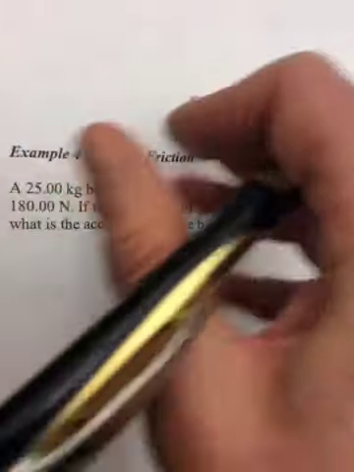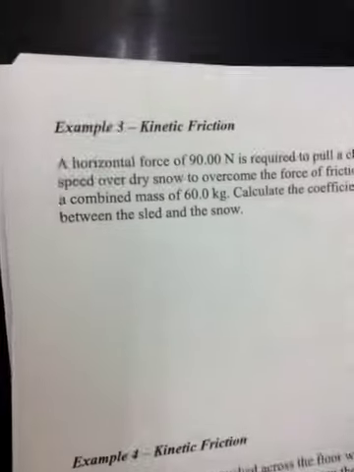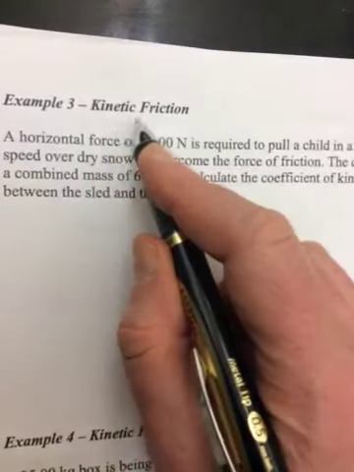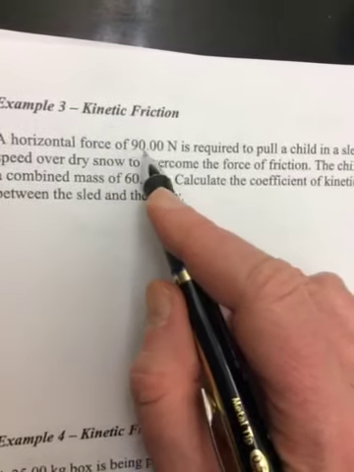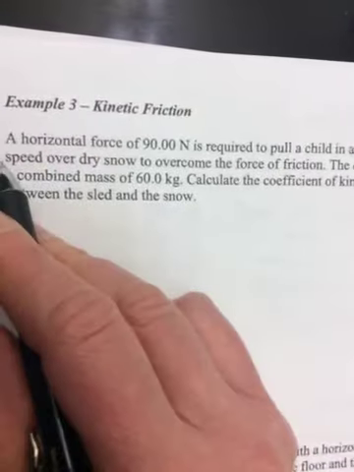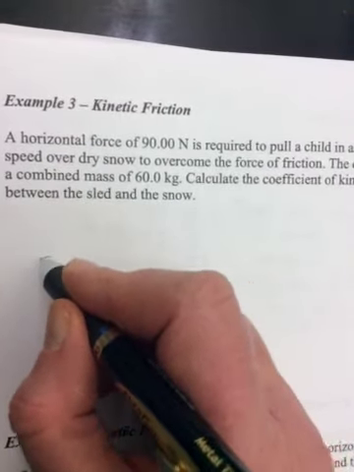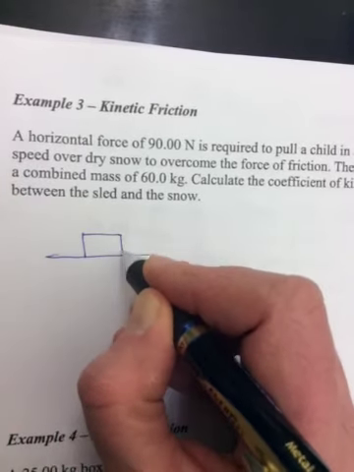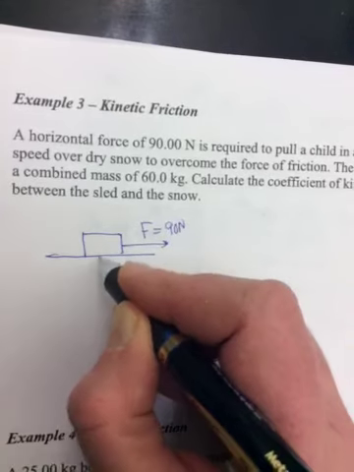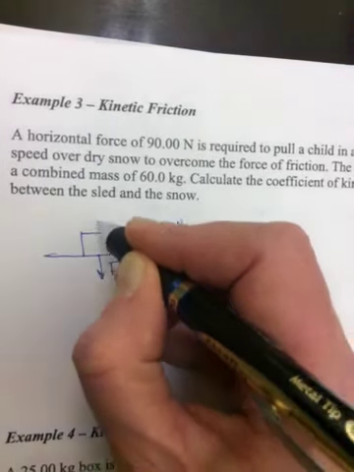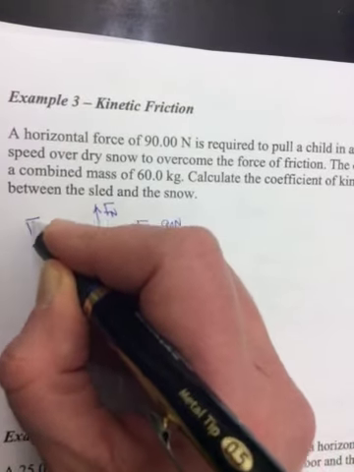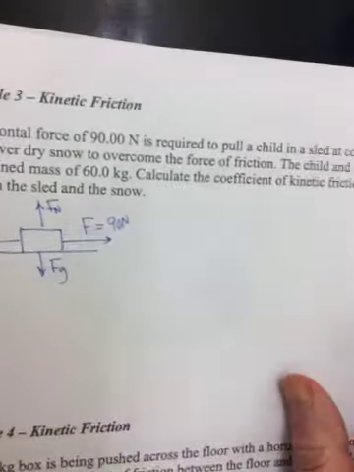All right, turn the page. Not to number 4, to number 3. Our horizontal force of 90 newtons, and this time it's kinetic, it means the object's going to move. A horizontal force of 90 newtons is required to pull a child on a sled at a constant speed over dry snow to overcome friction. So here's my force, 90 newtons. Fg will be acting down, Fn will be acting up, and yes, you need to draw these. No, it's not that I'm just doing it because I'm bored.